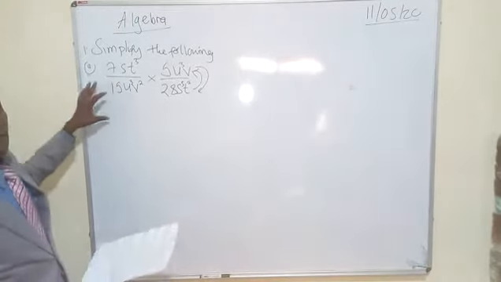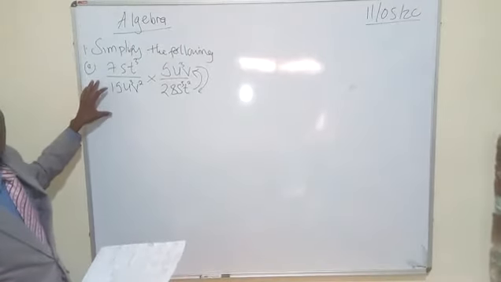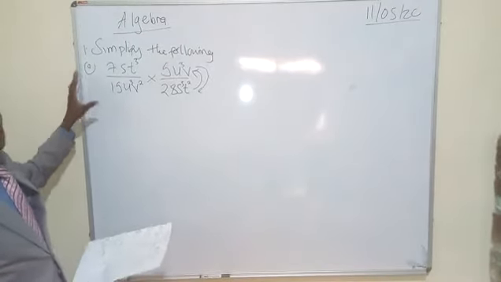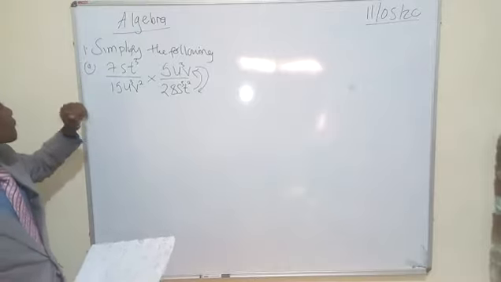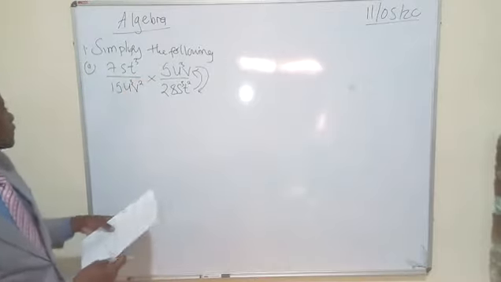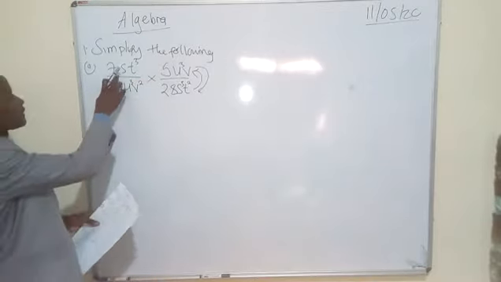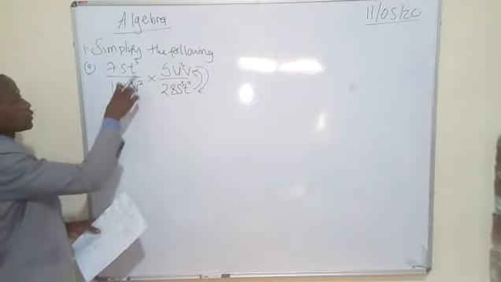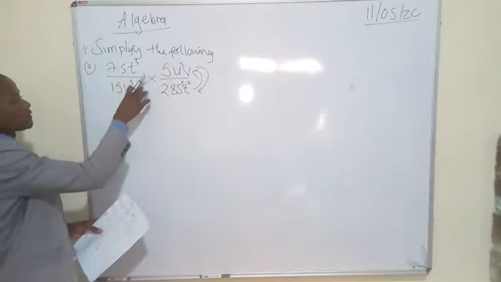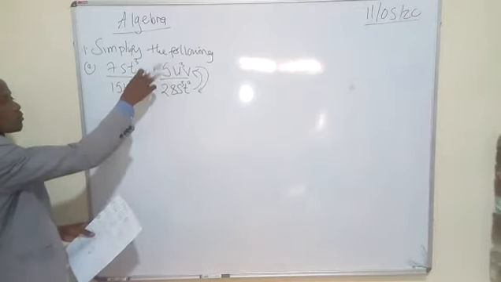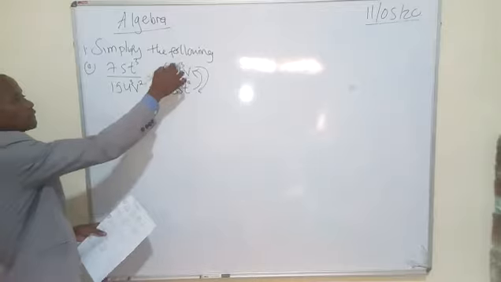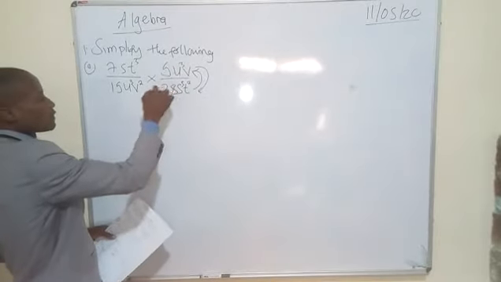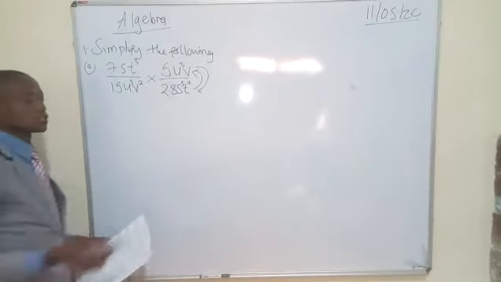By the way, these are examination questions. They come from exam past papers. If you start going through, you're going to see that this is 2018 July, August. So simplify the following. We have 7st cubic over 15u cubic v squared, multiplied by 5u cubic v over 28s cubic t squared.